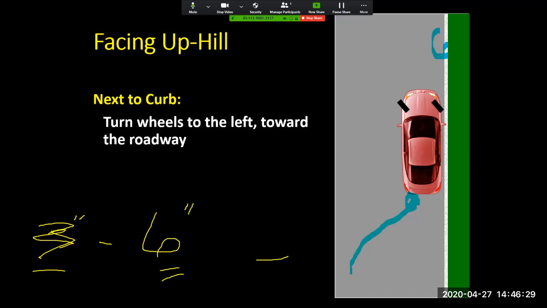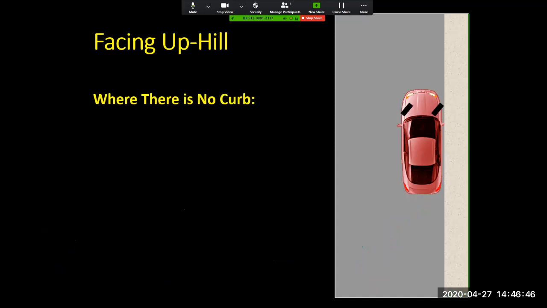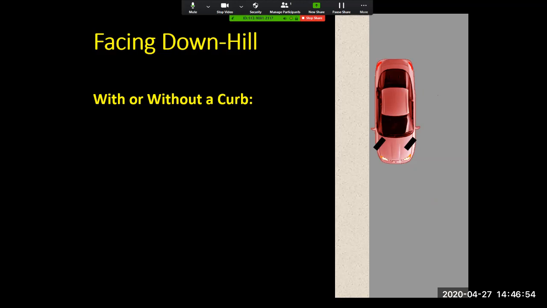So we smog over, we're nice and tight, and then uphill with a curb, we turn our tires to the left, because if our car was to roll, your front right tire is going to catch right there on the curb, and your car is not going to roll out into traffic. Okay, if we're uphill with no curb, then we want our car to roll back off the street. If we are facing downhill, with or without a curb, if we have a curb, this tire will catch and will stay there. If we don't have a curb, our car will just roll off into the sidewalk.